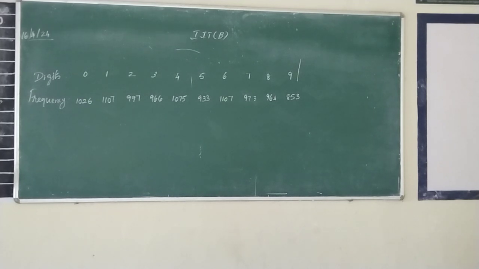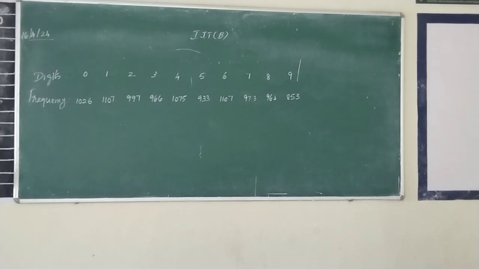So write E is equal to total number of pages divided by total digits, which is equal to 10,000 by 10, which is equal to 1,000. So for each digit the expected value is 1,000.